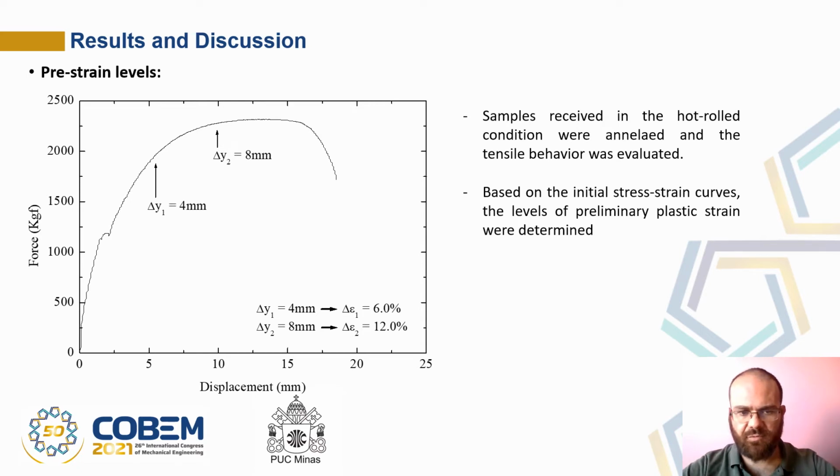So in this graph, we just illustrate the procedure for determining the preliminary strain levels. So we have here a force displacement diagram for the annealed specimen, and we see the point of yielding, and after yielding we selected two displacement levels, one of 4 millimeters and a second of 8 millimeters after yielding, to which we would strain the samples and then evaluate the behavior concerning hydrogen absorption. Stress levels were chosen so that we would not go over the ultimate tensile stress point.